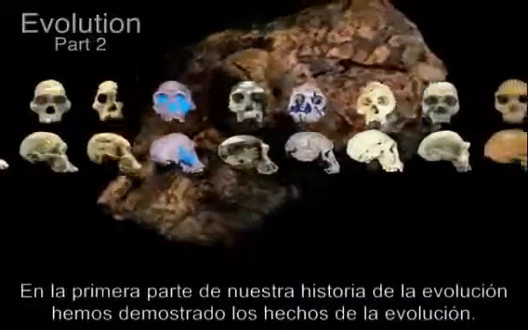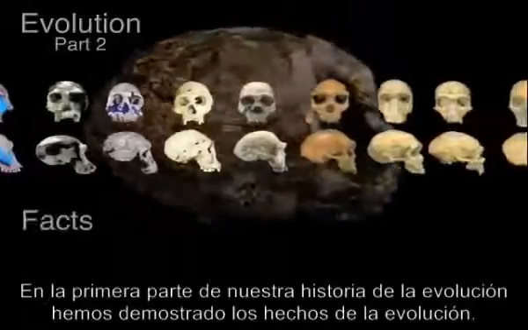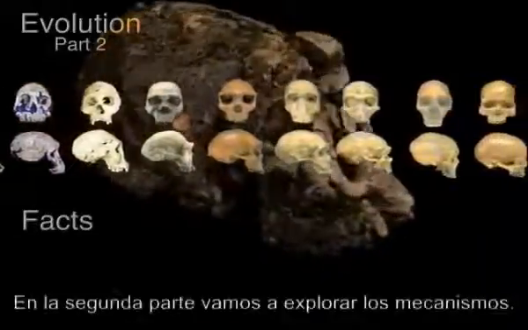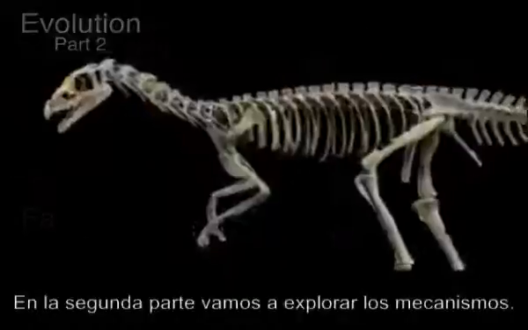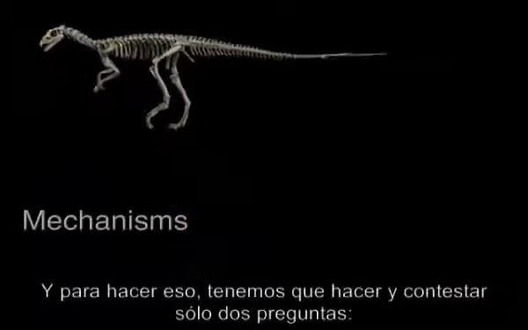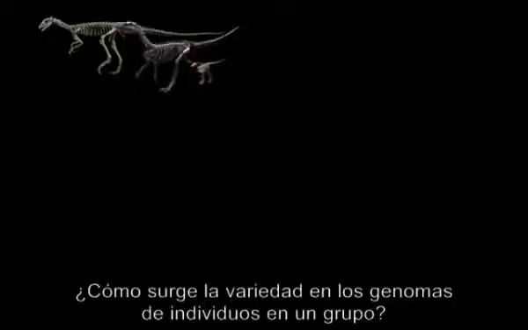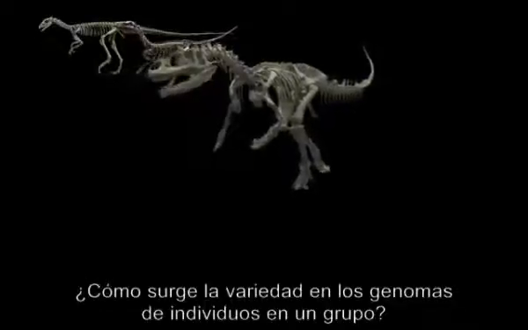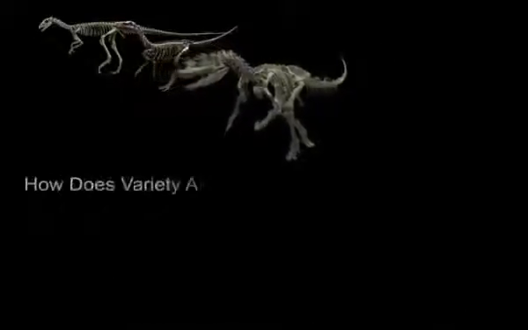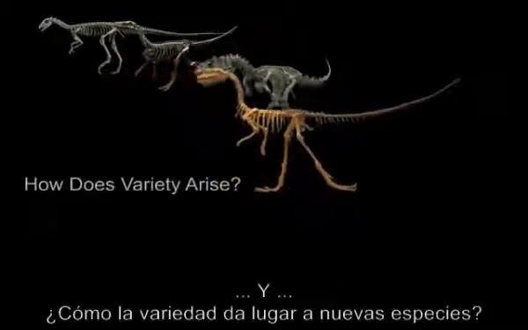In part one of our story of evolution, we demonstrated the facts of evolution. In part two, we'll explore the mechanisms. And to do that, we need to ask and answer just two questions. How does variety arise in the genomes of individuals in a group? And how does that variety give rise to new species?